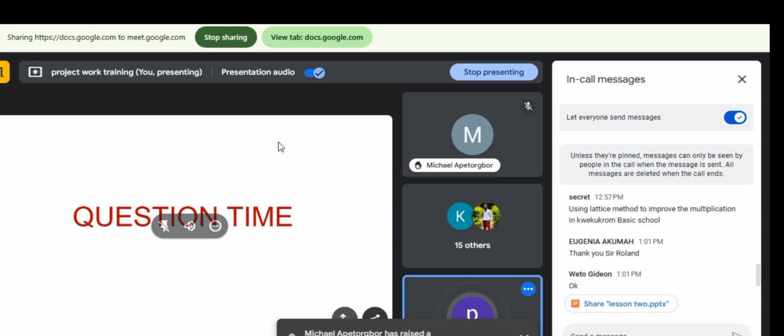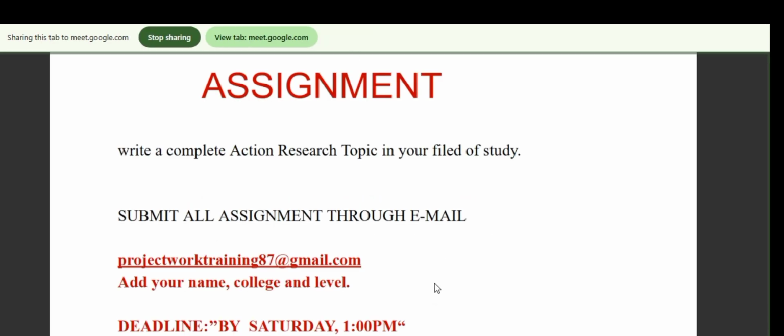All right. So if there are no questions, these are your assignments. Write a complete action research topic in your field, sorry, the field of study. Submit your assignment through email.